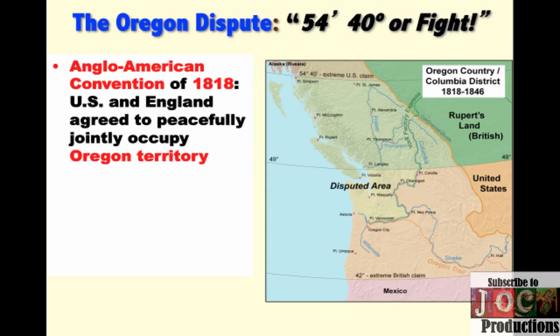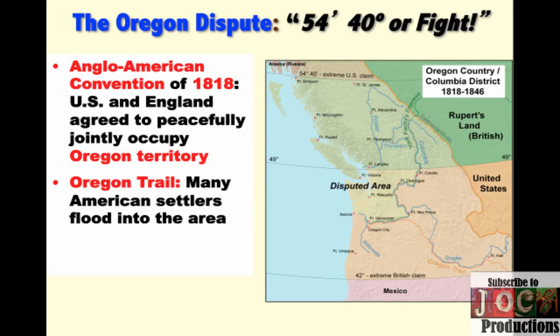And if you recall, under the Anglo-American Convention of 1818, the U.S. and England had agreed to jointly occupy Oregon territory. Now, what ends up happening is more and more Americans are coming into the area along the Oregon Trail. They're making that over a 2,000-mile journey, and it's a major issue in the election of 1844. Polk's laying it out there. We're going to get this territory.